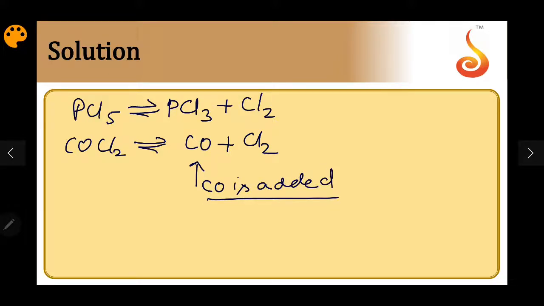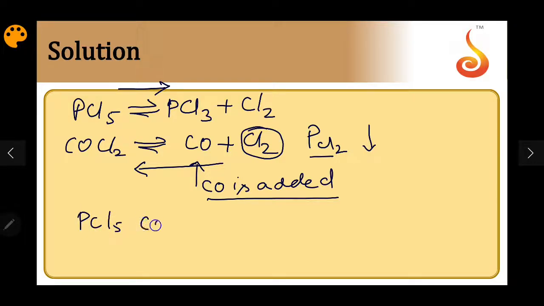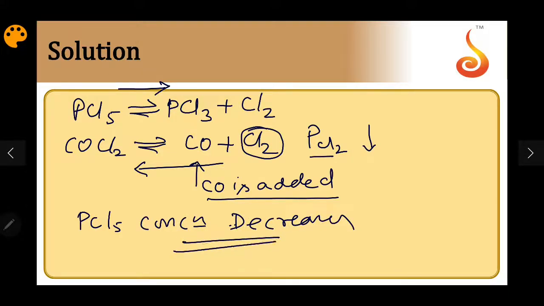So if CO is added, the reaction is favored in the backward direction. If the backward direction is happening, the partial pressure of Cl2 decreases. If the partial pressure or number of moles of Cl2 decreases, for the first equilibrium you are decreasing the product, so the forward reaction is favored. Because the forward reaction is favored, the PCl5 concentration decreases. As a result, the PCl5 amount will be less than at the initial equilibrium. It's a conceptual question. So we'll go to the solution options part.